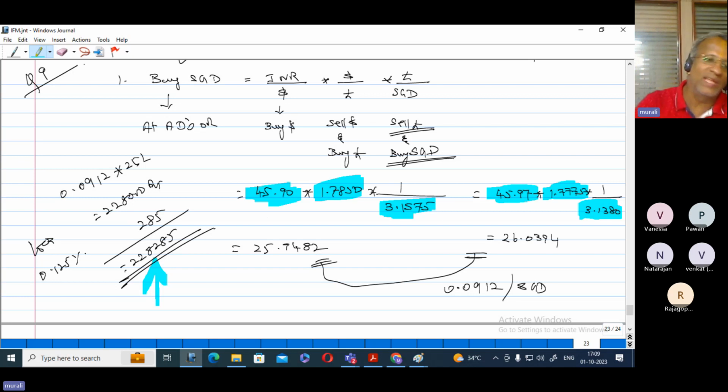And you apply the exchange margin only towards the end. What they have done is applied 0.125% in each case, so this will result in multiple computations. Multiple computations mean the chances of going wrong will be very high.